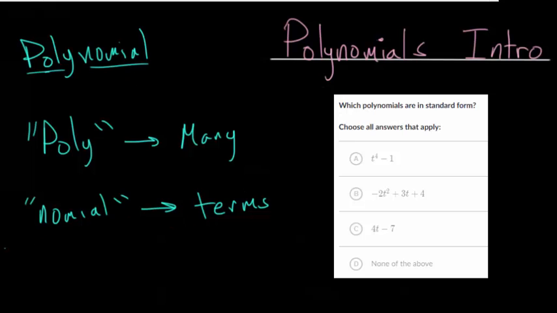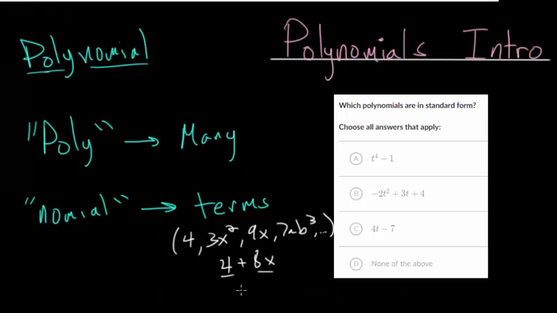And again, what is a term? Well, something like 4 is a term, 3x squared, 9x, 7ab cubed. These are all terms. And essentially, it's just an expression where you're not adding or subtracting anything. So if I had something like 4 plus 8x, this would have two terms.